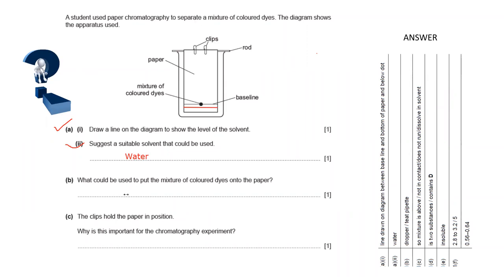Dropper, or it's also known as teat pipette. But you can write one of them, so you can write dropper. The clip holds the paper in position. So the clip is holding the paper in position, as you can see.